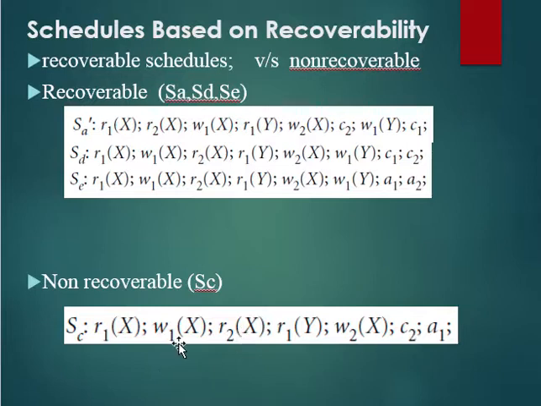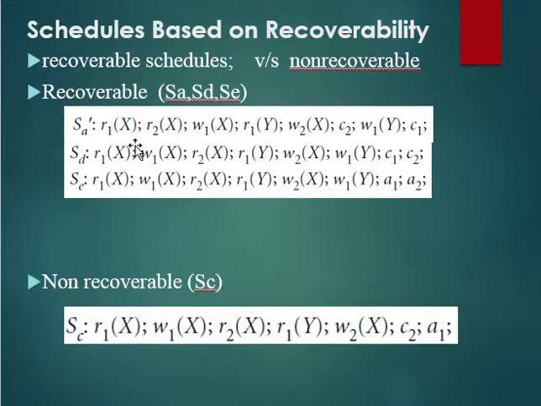So in the university questions you may be given things like this, and you have to say whether it is a recoverable schedule or a non-recoverable schedule. In that case you have to check whether the committing is in the correct order. So now we can check the recoverable schedules.